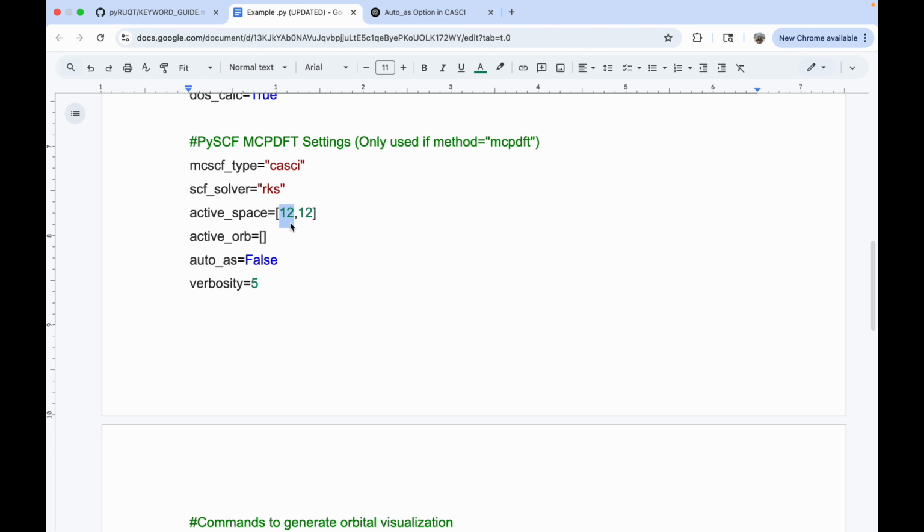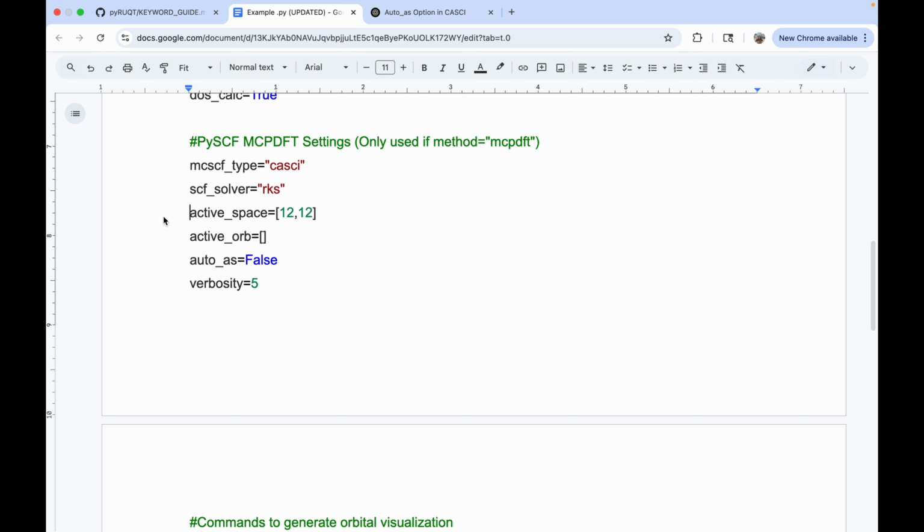The first is the number of electrons that are being accounted for in the calculation, and the second number is the number of orbitals that are accounted for in the calculation. These numbers usually will be the same because we want to have the HOMO-LUMO, where we have occupied orbitals and then unoccupied orbitals above those. We usually do 4 by 4, 8 by 8, 12 by 12 as our usual numbers. But again, this is really based on your system.